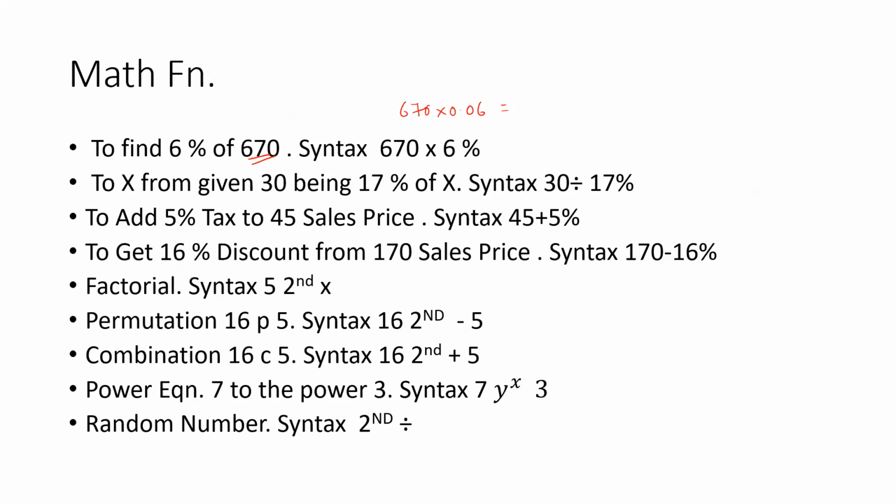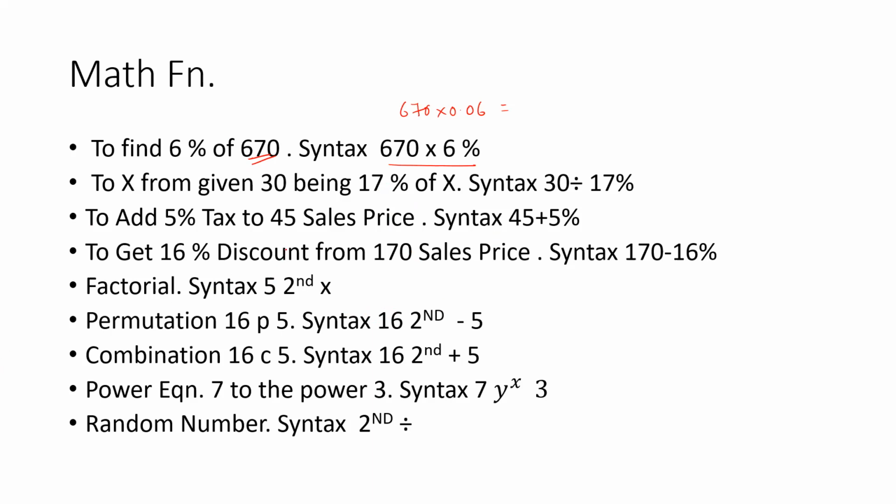40.2. Now, what I want all of you to do is to follow this syntax which is appearing on your screen. That is 670 multiplied by 6, and then simply press the percentage button. And press equal to after that. 40.2. Okay, so what did we do?